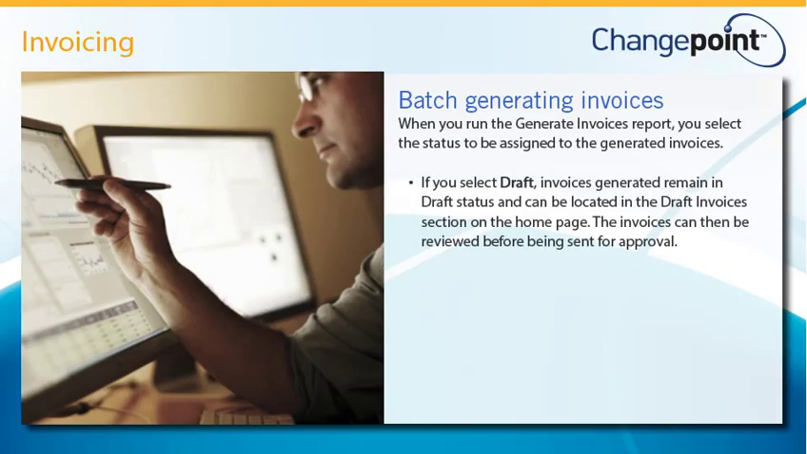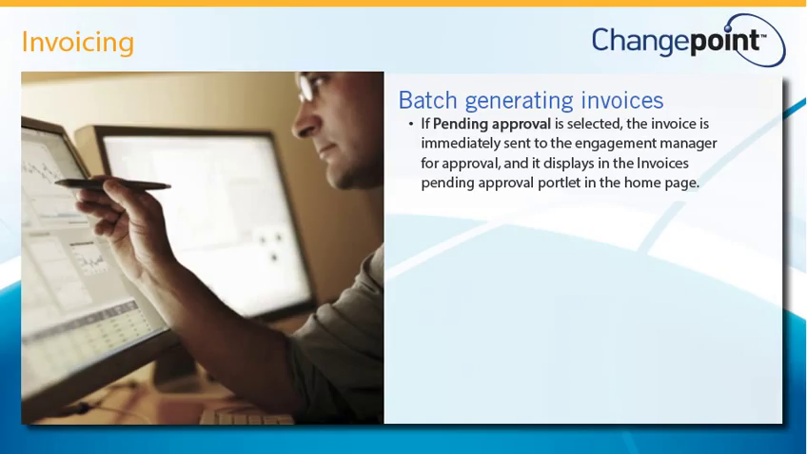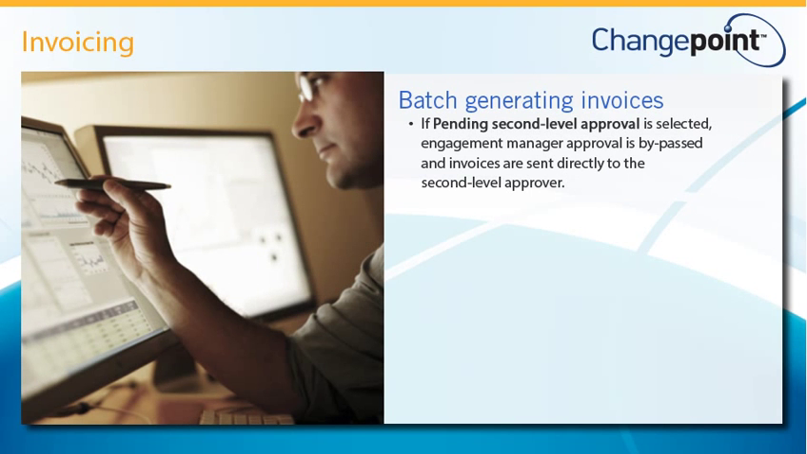When you run the Generate Invoices report, you select the status to be assigned to the generated invoices. If you select Draft, invoices generated remain in draft status and can be located in the Draft Invoices section on the home page. The invoices can then be reviewed before being sent for approval. If pending approval is selected, the invoice is immediately sent to the Engagement Manager for approval, and it displays in the Invoices Pending Approval portlet in the home page. If pending second-level approval is selected, Engagement Manager approval is bypassed and invoices are sent directly to the second-level approver.